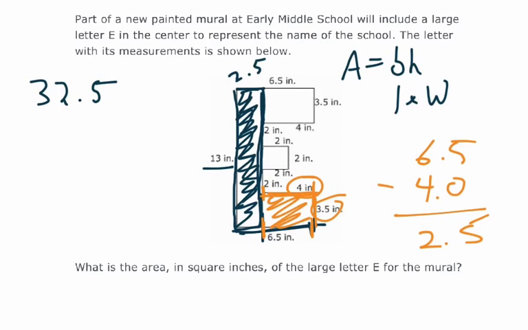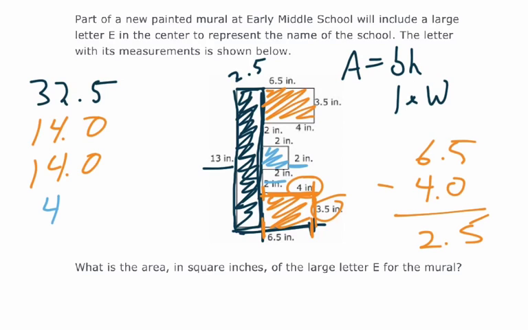And there's actually 2 of these that are the same size. That size is the same as this one, so we should have 14 two times. And then lastly we have just this small one. It's actually a square. It's got a length of 2 and a width of 2, and 2 times 2 is 4. And then the last thing we need to do is add them up.